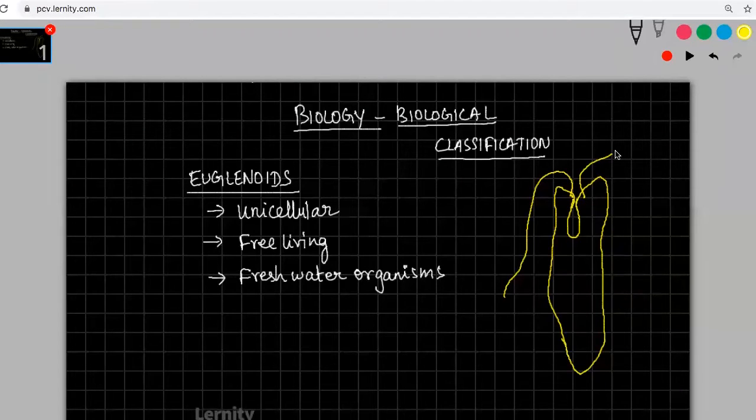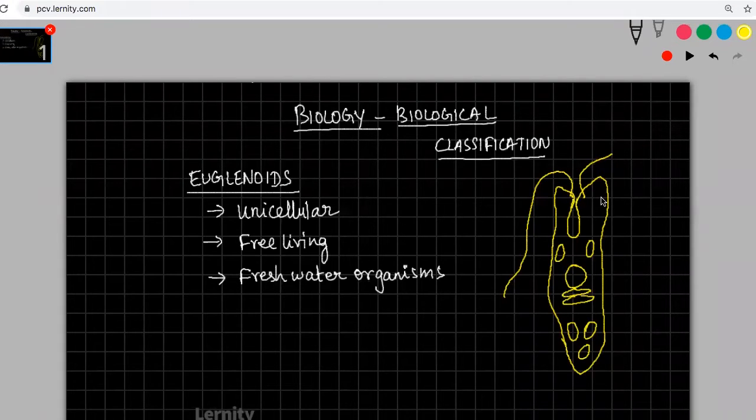So you will see the nucleus, the endoplasmic reticulum, membrane bound organelles, like that. It can be any euglenoid basically.